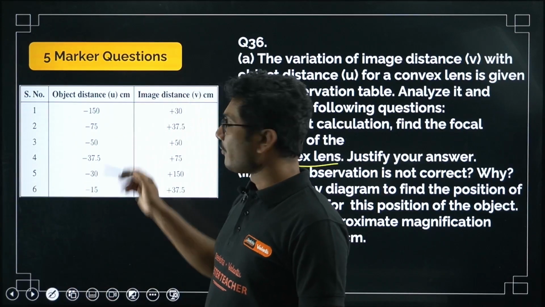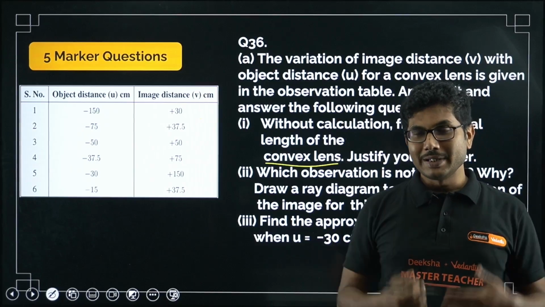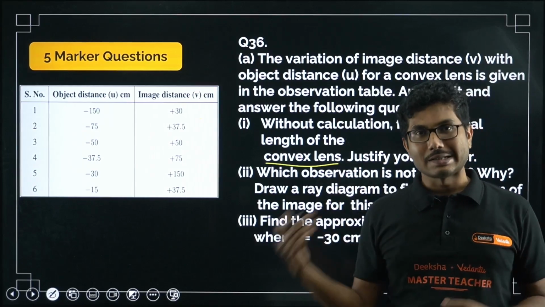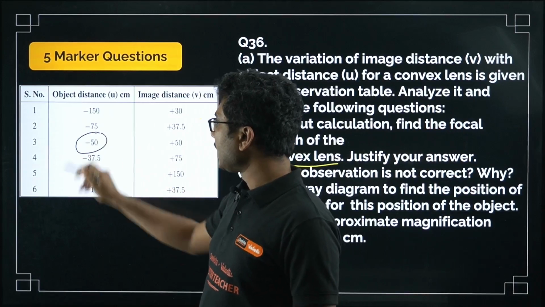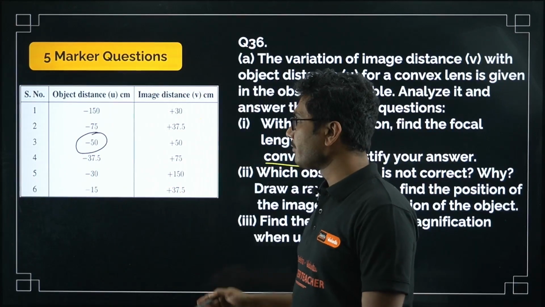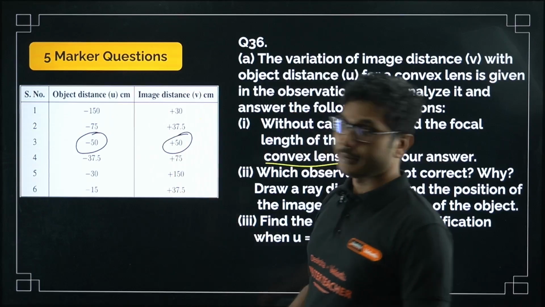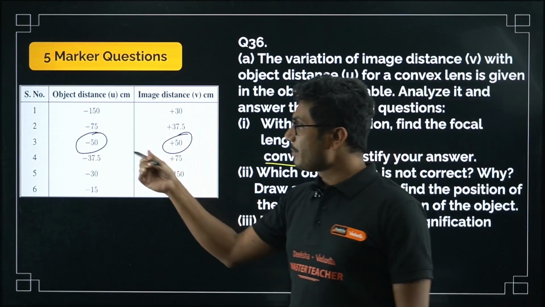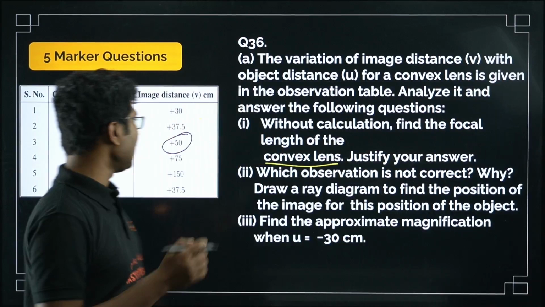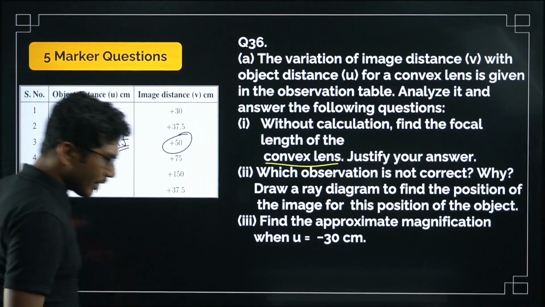That is, for a convex lens, when the object is kept at 2f, the image is also formed at 2f on the other side of the lens, right? So if you see here, the object distance is minus 50 centimeter and the image distance is plus 50. So the image is obviously real and of the same size. So that means this corresponds to the 2f focal length.